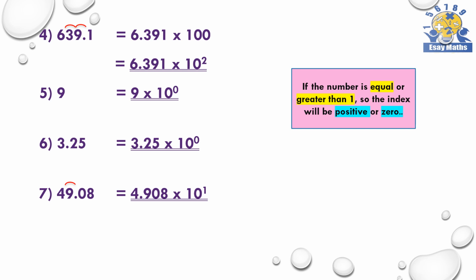In this question, it's 4.908. In here I have written 0 in the middle of the decimal number. Yes, I should write that 0. We can't ignore that 0 because why? It's in between two digits. If it is at the end of the decimal number, then we can ignore it. But in here we can't ignore it. Then it should be 4.908 into 10 to the power 1.